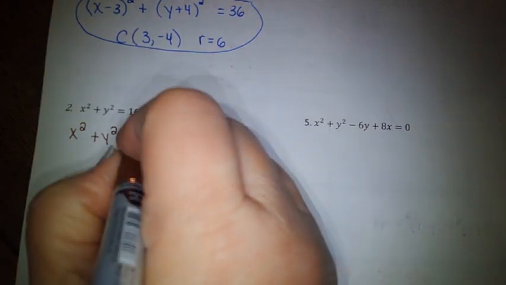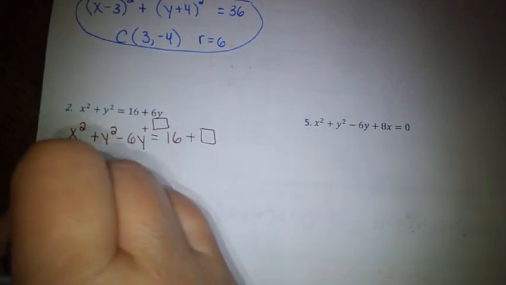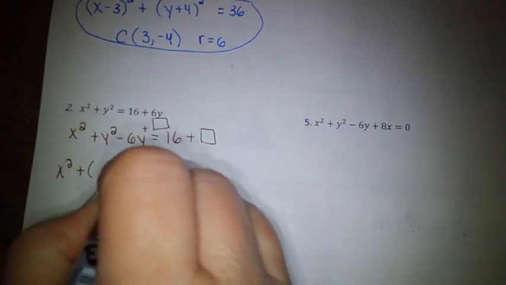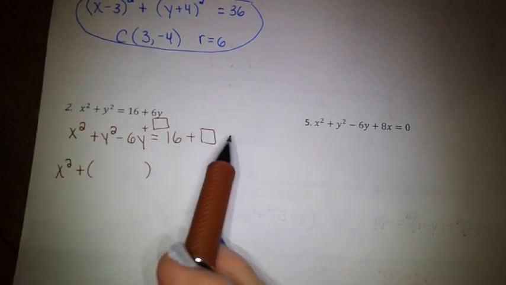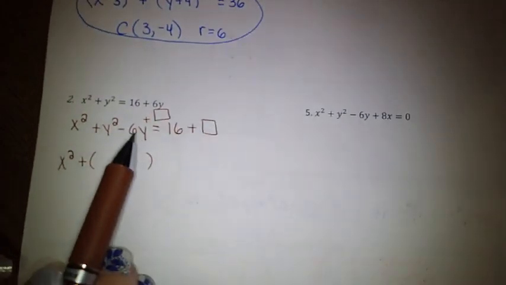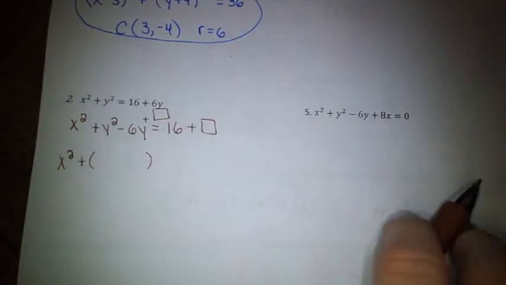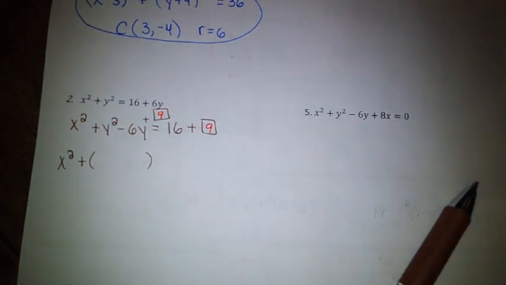I forgot to leave space for my little boxes here, so I'll include those. So this is x squared. Now this is y squared minus 6y, and we just did one of those, where it said x squared minus 6x. So we take half of negative 6, which is negative 3, and square it, we get 9. So I'm going to add 9 to both sides.